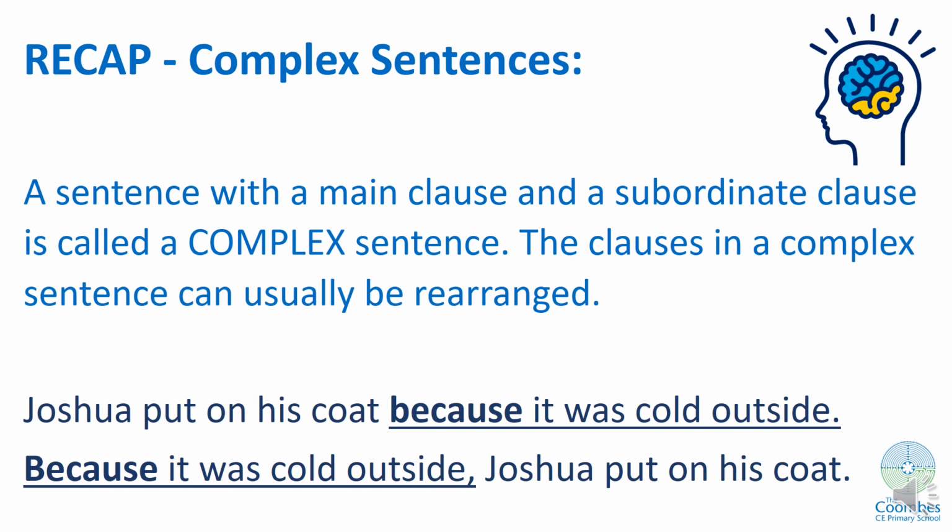We looked at clauses yesterday, but it's quite tricky, so let's quickly recap. A complex sentence. A sentence with a main clause and a subordinate clause is called a complex sentence. In fact, it may have a main clause and several subordinate clauses, and the clauses in a complex sentence can usually be rearranged. This is the example we looked at yesterday.